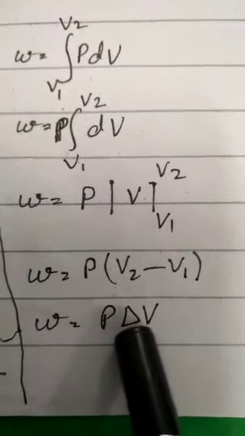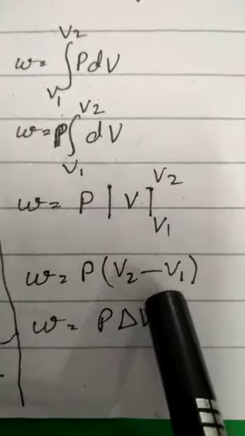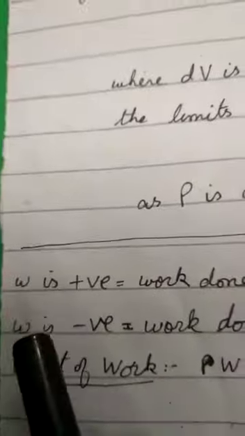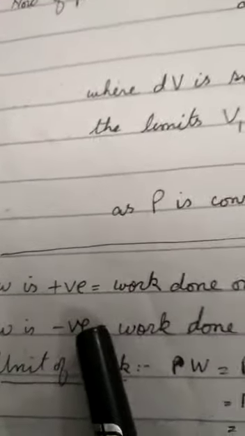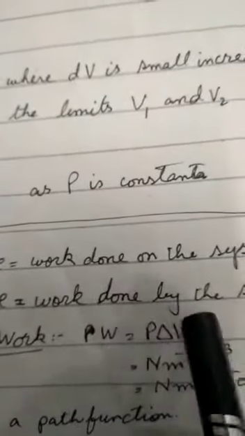So this P del V is known as pressure volume work. If W is positive, work is done on the system. If W is negative, work is done by the system. Units of work. W is equal to P del V.